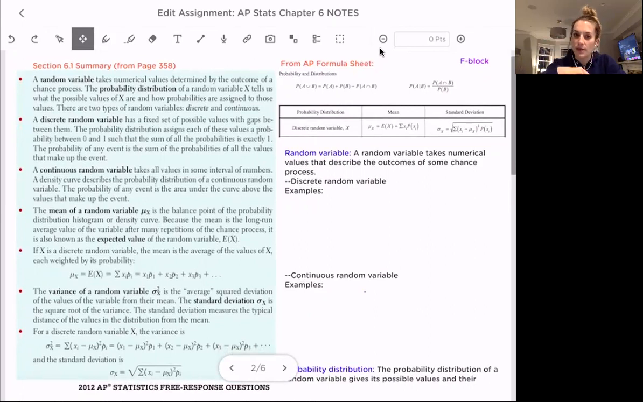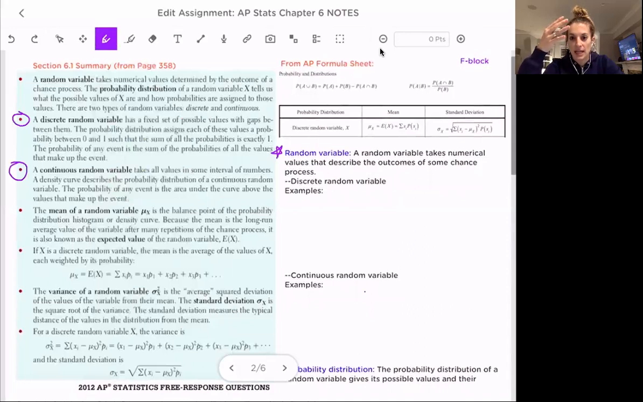I'm not going to read through this, but I do want to point out two of those key terms: discrete random variable and continuous random variable. And I just want to make sure we understand the difference between those. They're both types of random variables. So first, let's talk about what's a random variable. A random variable takes numerical values that describe the outcomes of some chance process, right?